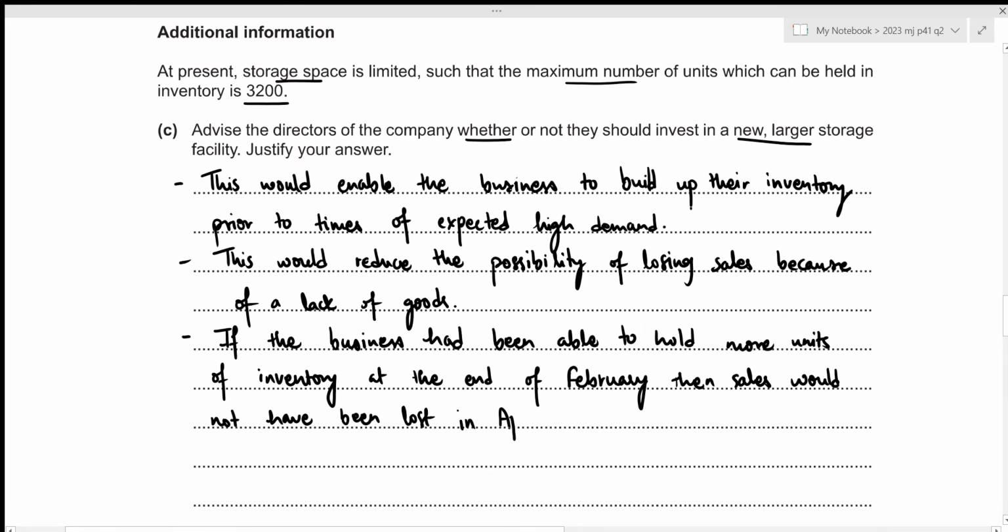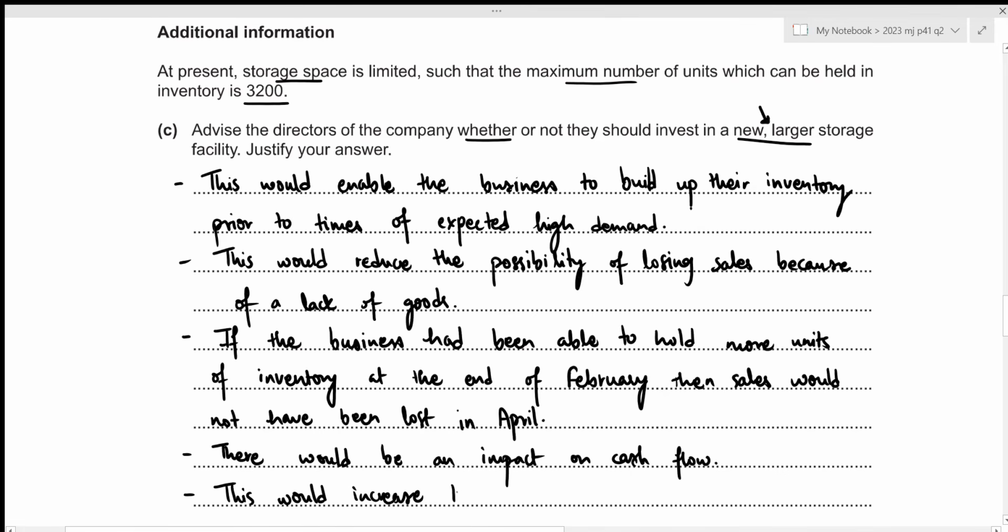in April. But also remember that investing in a new larger storage will have an impact on our cash flows as well. We need to consider that. There would be an impact on cash flow. And this will also increase our storage cost. So this would increase the storage costs.